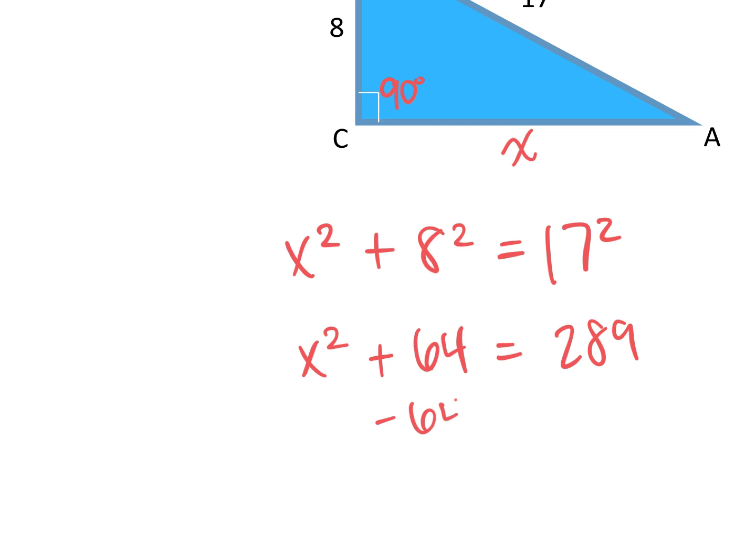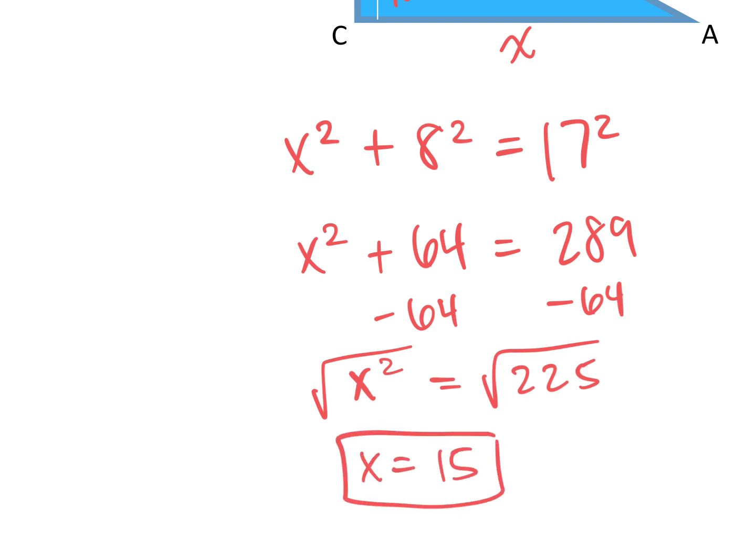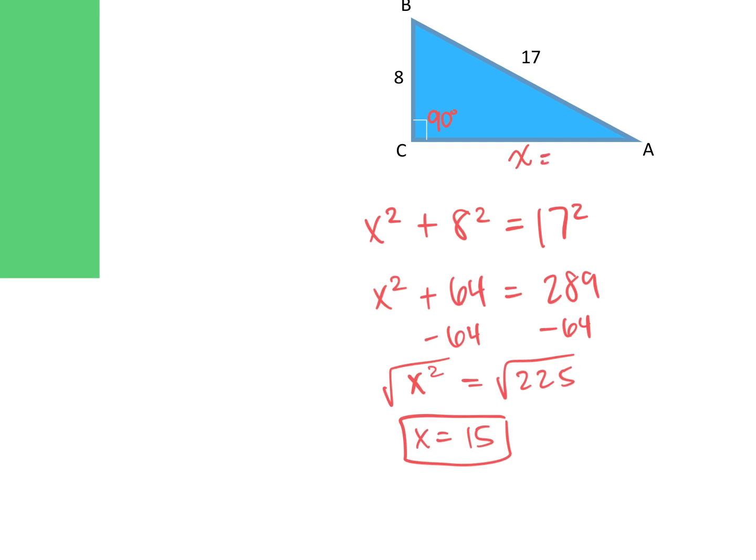What do I do next? Subtract 64 from both sides. What do you get? 225. x squared equals 225. Very good. Take the square root of both sides. You get x equals 15. So x is equal to 15.